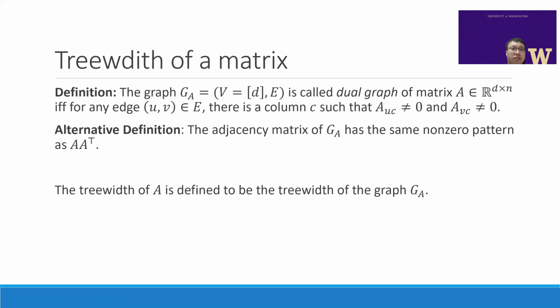Here, the first definition shows that if a column has k many non-zeros, then it implies there is a clique of size k in its dual graph. So if a variable appears in k different constraints in the constraint matrix, then the matrix has treewidth at least k. And it also shows that the number of non-zeros of matrix A is bounded by n times the treewidth.